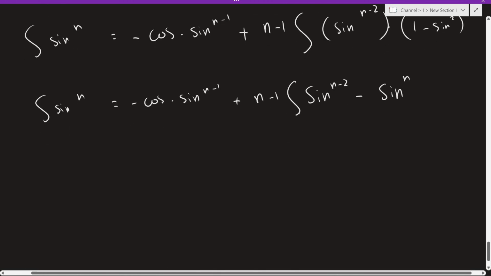Now we can take integration of each function, so integration of sin^(n-2) and integration of negative sin^n, but remember to add n minus 1 to each. So plus n minus 1 integration of sin^(n-2), same as above, but this time we're going to distribute the integration. So it's going to be minus n minus 1, don't forget it, integration of sin^n. Now write everything back. We can write at the end as well, but to not be messy, I'm writing now.